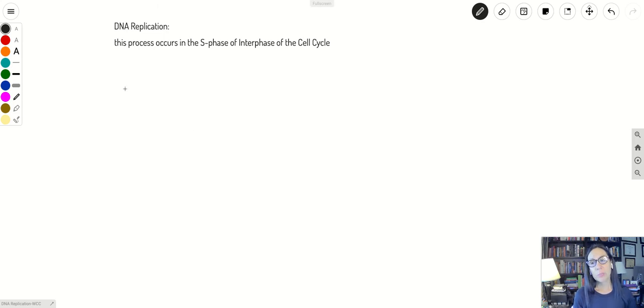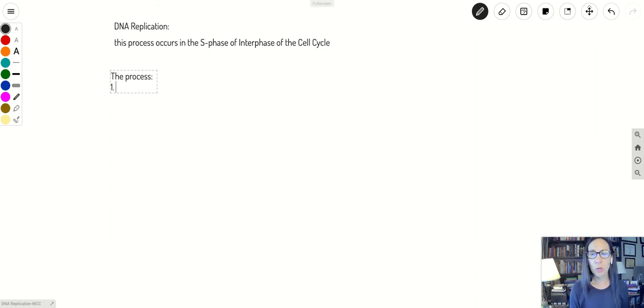Okay, and so to explain this process, I'm going to explain it in 4 steps. And I'm going to explain it by introducing you to each enzyme that does each step. Okay, and so this is a process that involves lots of enzymes. And so I want you to picture in your mind that it's a chromosome, and that chromosome is going to turn into 2 chromosomes that are identical.